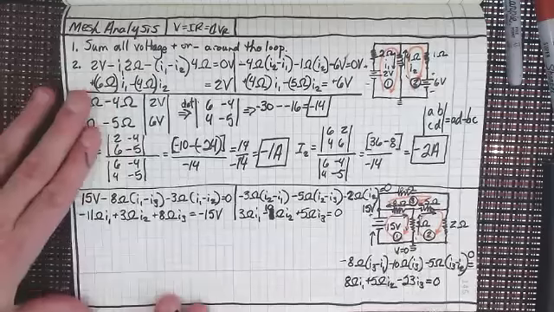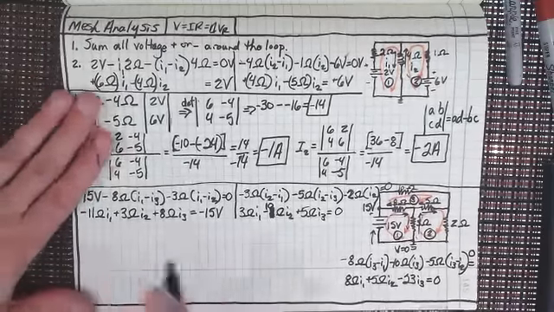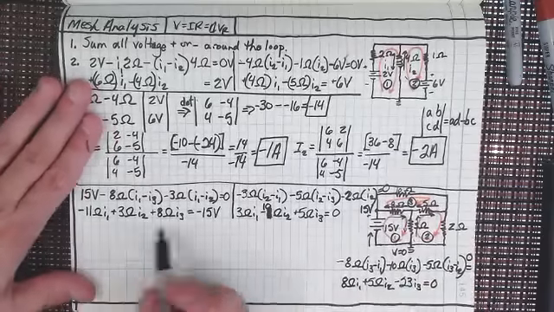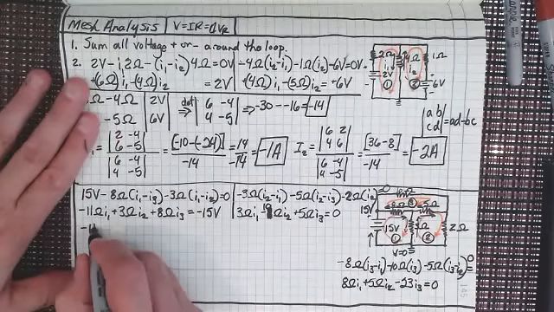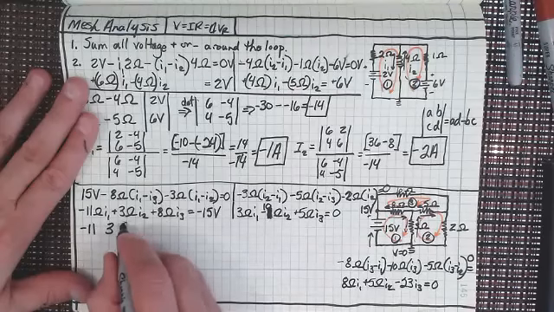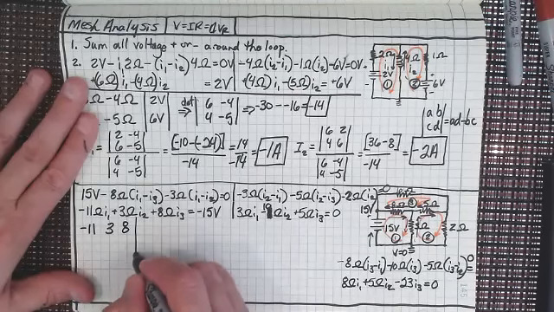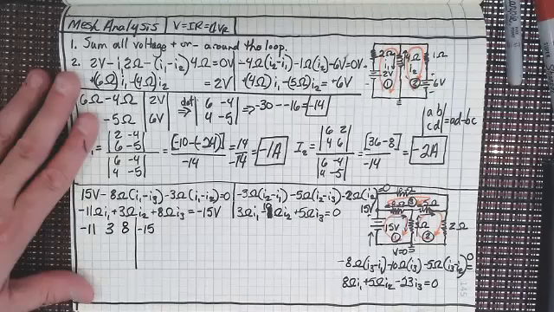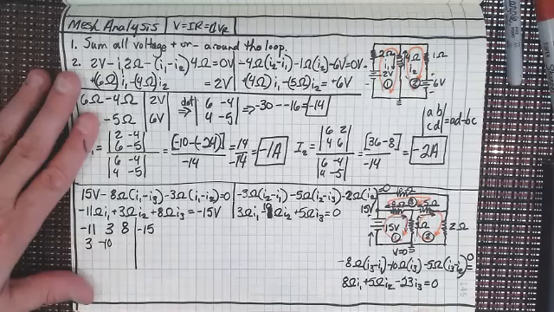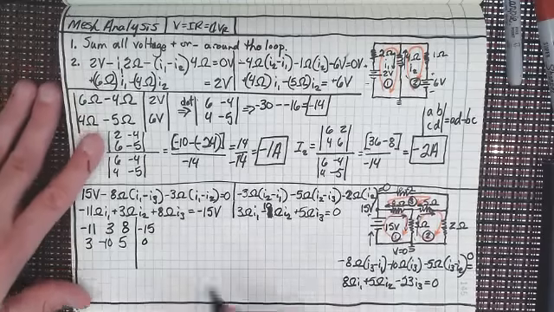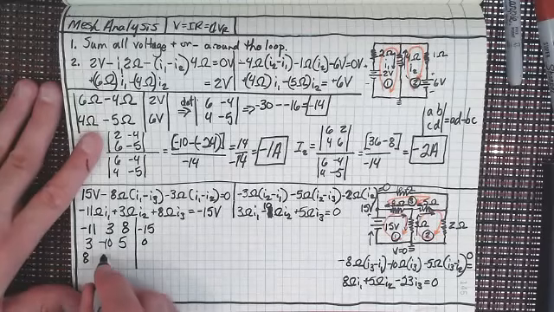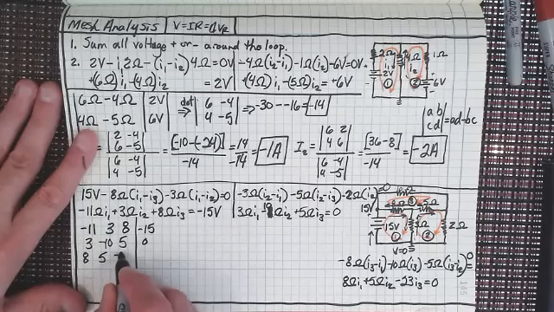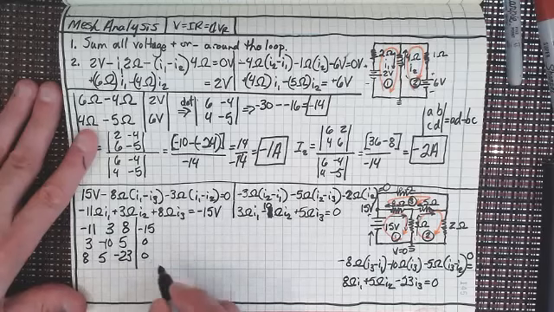Now, let's make our matrix. I think we can use either one. So I've got minus 11, 3, 8, minus 15. How about the next one? I've got 3, minus 10, 5, 0. Do the last one. 8, 5, minus 23, 0. All right.